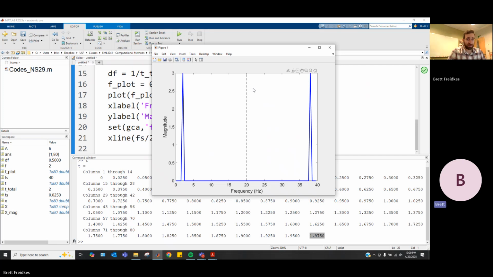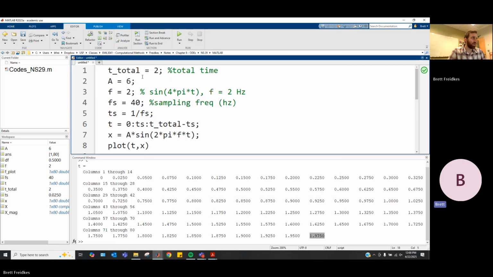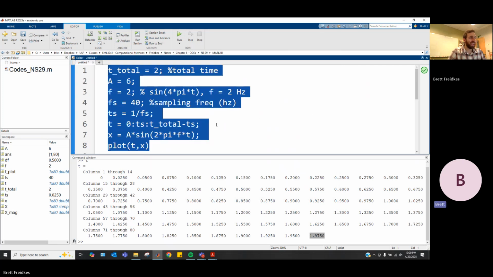I hope that this makes sense. If you have questions, let me know. I'm going to make another video on how to convert this to a one-sided spectrum, but I hope that this is a good start. The idea of defining our signal, which in many cases we won't need to do.